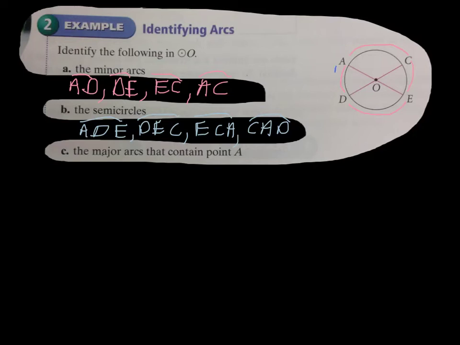arc ADE, which starts at A, goes through D around E, arc DEC, which would be this one, arc ECA, which would be here, and last would be arc CAD, which is this one. Hopefully you can see all 4 of the semicircles.